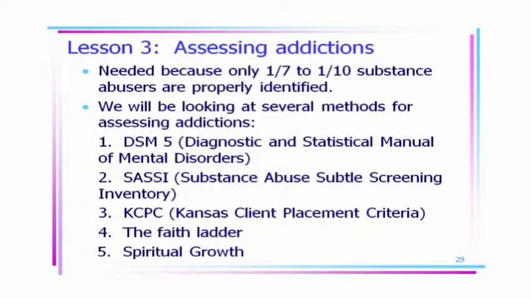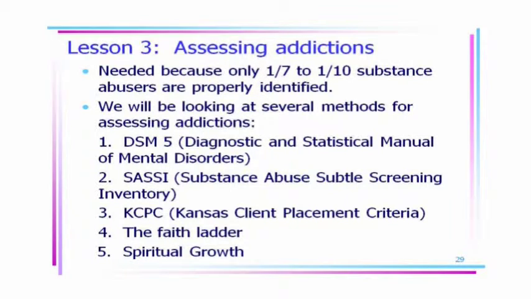One in seven to one in ten substance abusers are properly identified, because most of them that come to our program really do not see where they're at in the addiction process. So, of course, when we hear from them, they don't have a problem. But then after we begin to assess them, we need to see exactly where they're at so we know where to put them in the program.